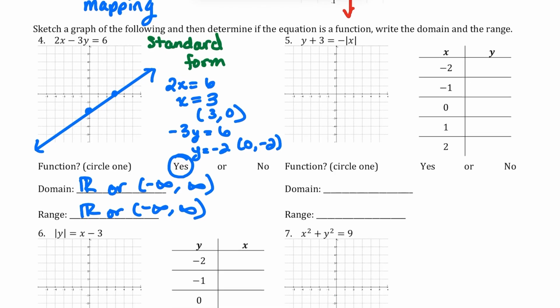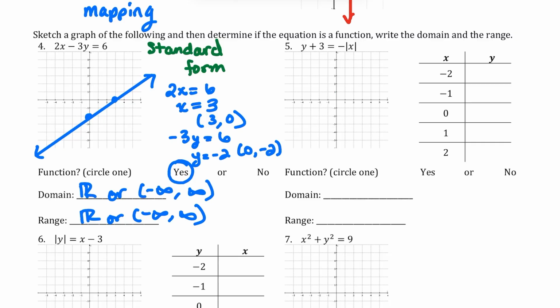Then number five. What I'm going to do is move that positive 3 over to the other side so that it can be y equals. So y equals negative absolute value of x minus 3. Now, if you remember your function transformations from Algebra 1 and Algebra 2, you probably know what this graph looks like. And it's also something that we'll do later on in this unit.